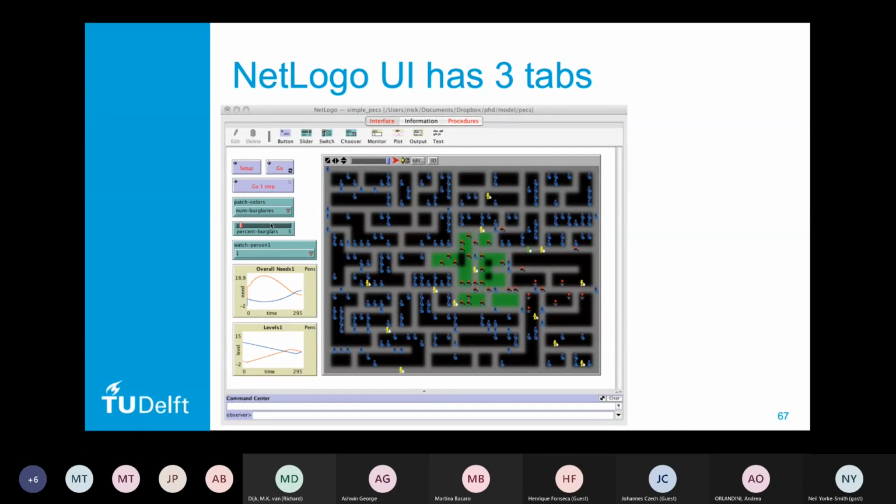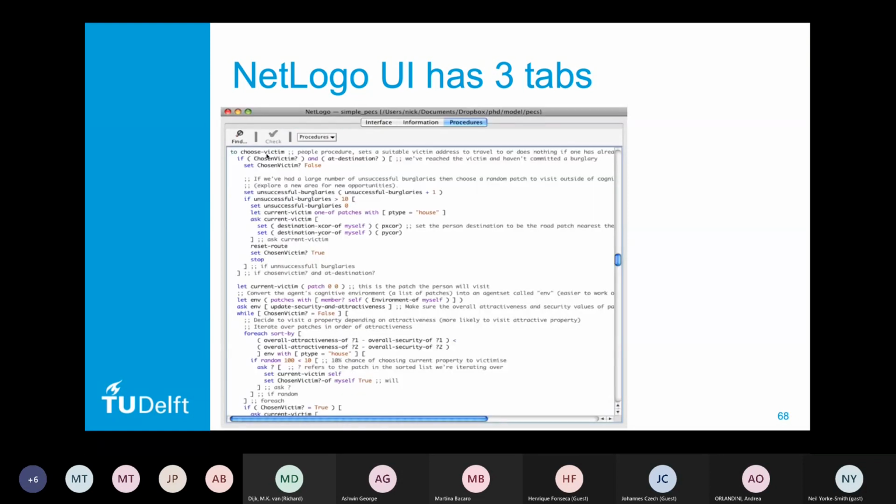So this is something to do with robbers and houses. And you can have the interface tab. So you can see the constant coloring, and to choose a victim, there's an if this and then that, which is fairly standard stuff. It's very standard if you're used to a bit of programming.